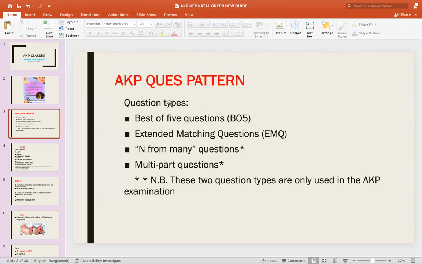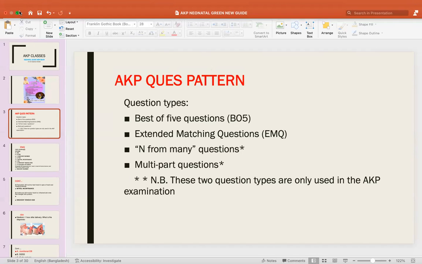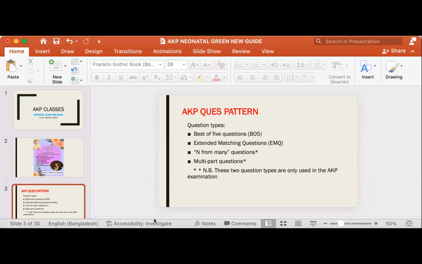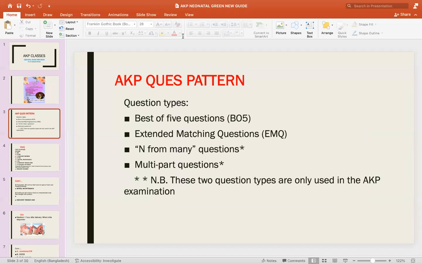Okay. So the last two patterns of question are N from many. What do you mean by N from many? N from many means there will be one question, but the answer will be many, I mean 2 or 3 answers. Suppose there is a question, and there are answers A, B, C, D, E, F, G. When you see there is one question but A, B, C, D, E, F, G, multiple stems, more than 5, then you should understand the answer is not 1. The answer is more than 1.